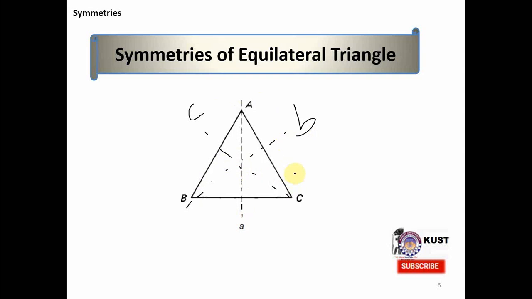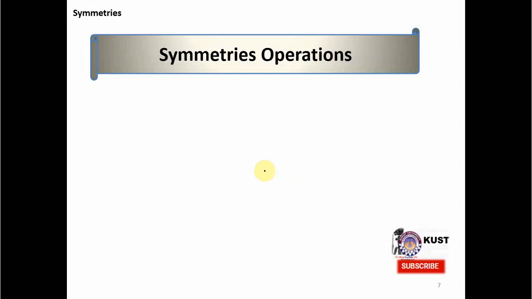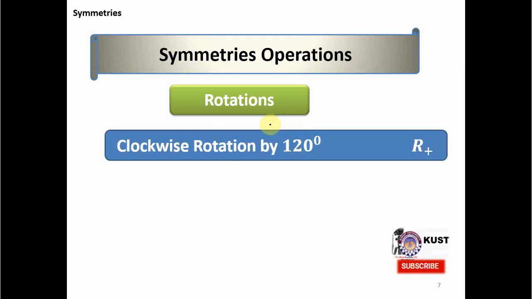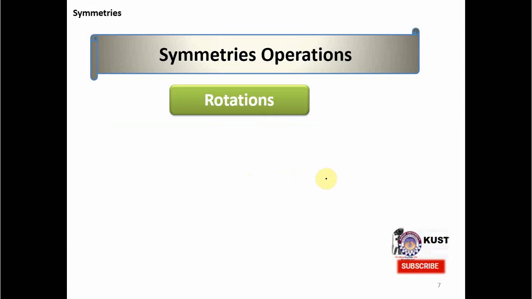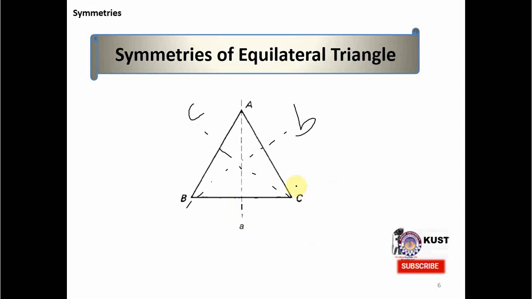So looking at this equilateral triangle, it is easy to find out that there are some symmetry operations which we can perform on this equilateral triangle, and the shape of this equilateral triangle will not change. For example, the first one is rotations. There are certain rotations under which the equilateral triangle shape is not changed. The first one is the clockwise rotation by 120 degrees. If you rotate the equilateral triangle by 120 degrees, then C will go to A, A will go to B, and B will go to C.